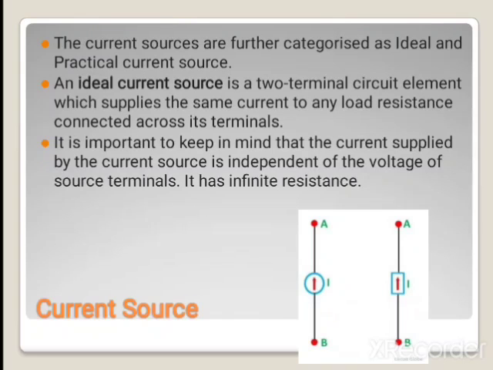Now we will see one by one, starting with the current source. What is a current source? A current source is a two terminal circuit element which supplies the same current to any load resistance connected across its terminals. So a current source means a two terminal circuit which supplies the same current to any load.